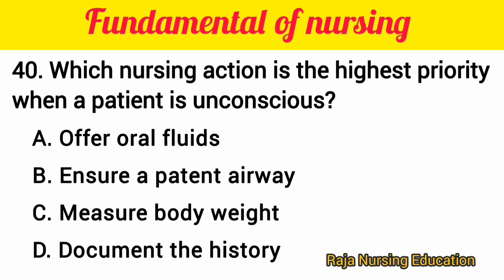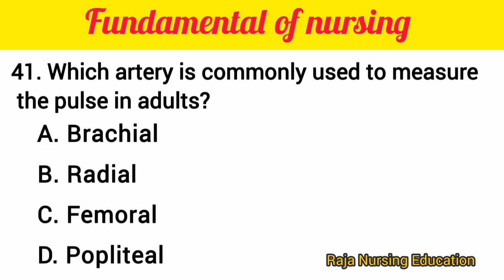Which nursing action is the highest priority when a patient is unconscious? The answer is B. Ensure a patent airway in an unconscious patient. Which artery is commonly used to measure the pulse in an adult? The answer is B. Radial pulse.